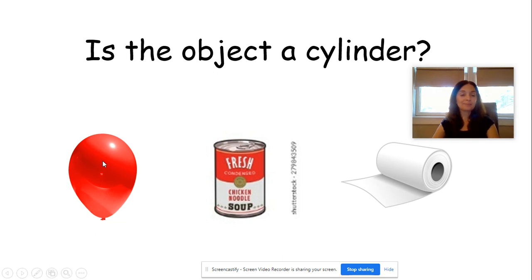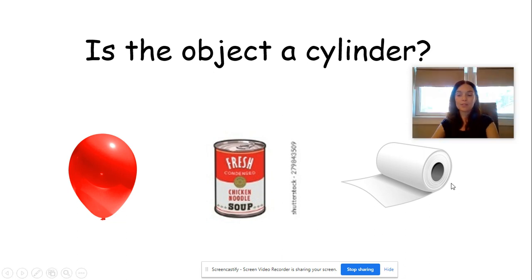Okay, let's start with the balloon. Is that a cylinder? No, it is not. It does not have a flat surface on the top or a flat surface on the bottom. It's not a cylinder. What about the can of soup? Yes, that is a cylinder, right? A flat surface on the top, a flat surface on the bottom, and curved all the way around. You would be able to stack it and you'd be able to roll it.